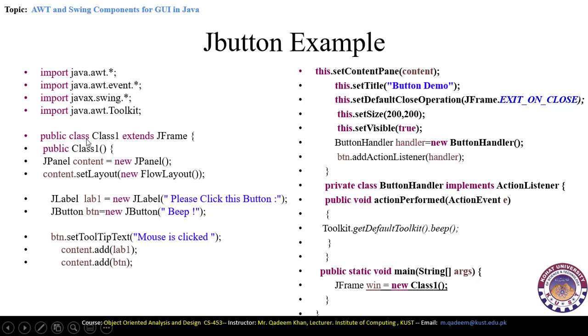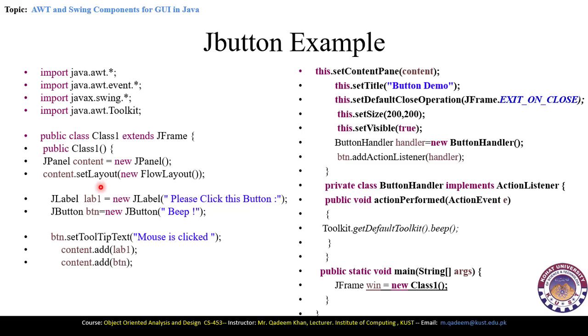So then we have declared the class One which is inherited from the JFrame, and this is the constructor of this class One. Then we have added the panel, content = new JPanel, content.setLayout(new FlowLayout). So FlowLayout is added here.